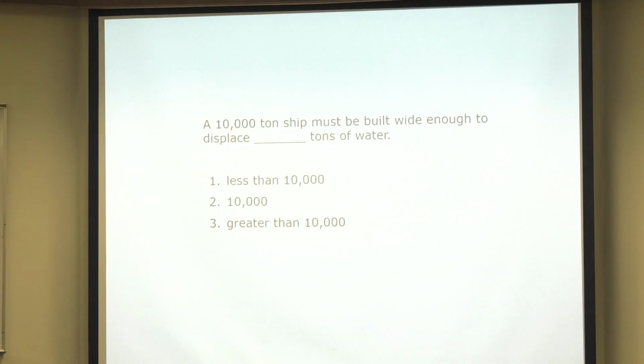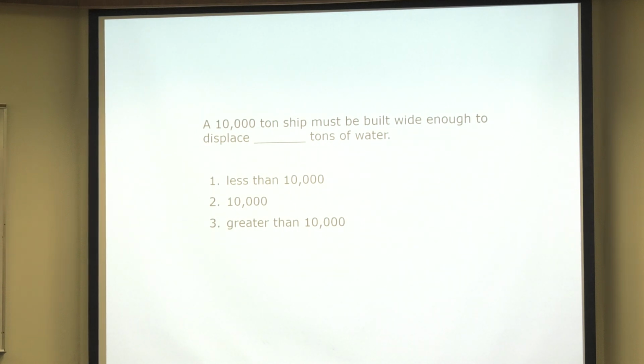Okay, so here's a question for you. A 10,000-ton ship must be built wide enough to displace blank tons of water. Remember, the weight of the fluid displaced equals the weight of the object. So pause your video and figure it out.